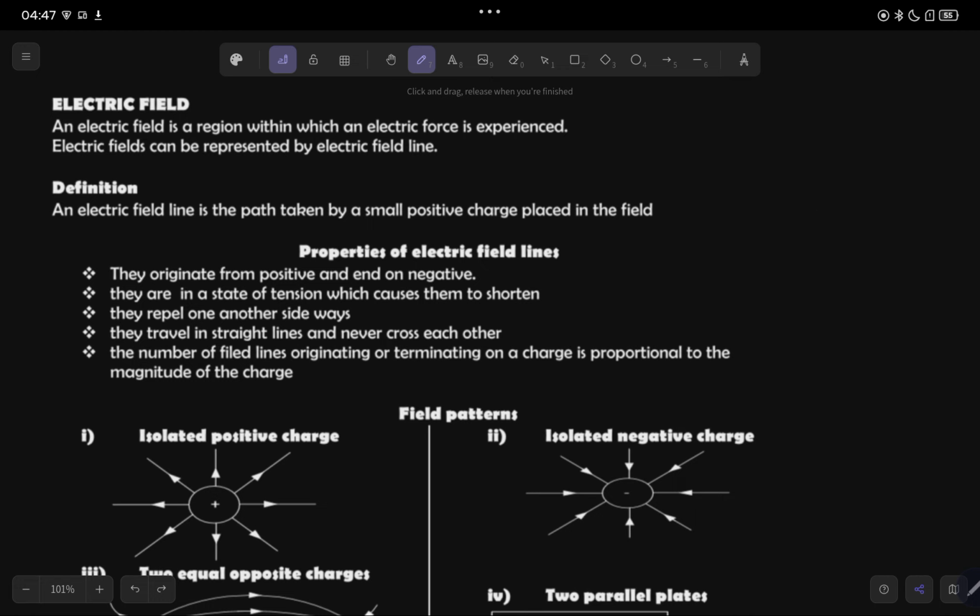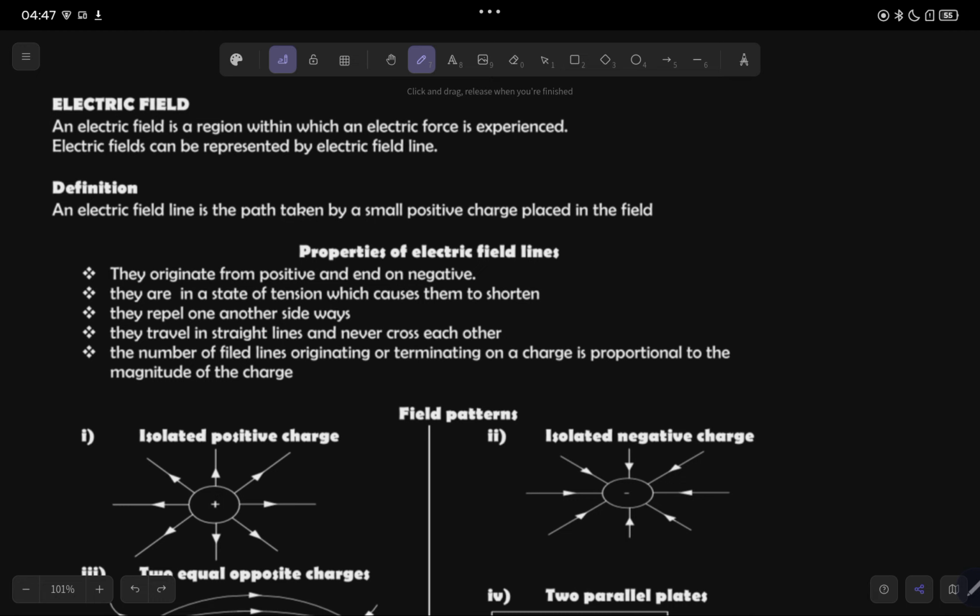But if it was a negative charge and you bring close to it a small positive charge, this negative charge will attract the positive charge to it. That is why the electric field lines are drawn starting from the positive and terminating at a negative charge.